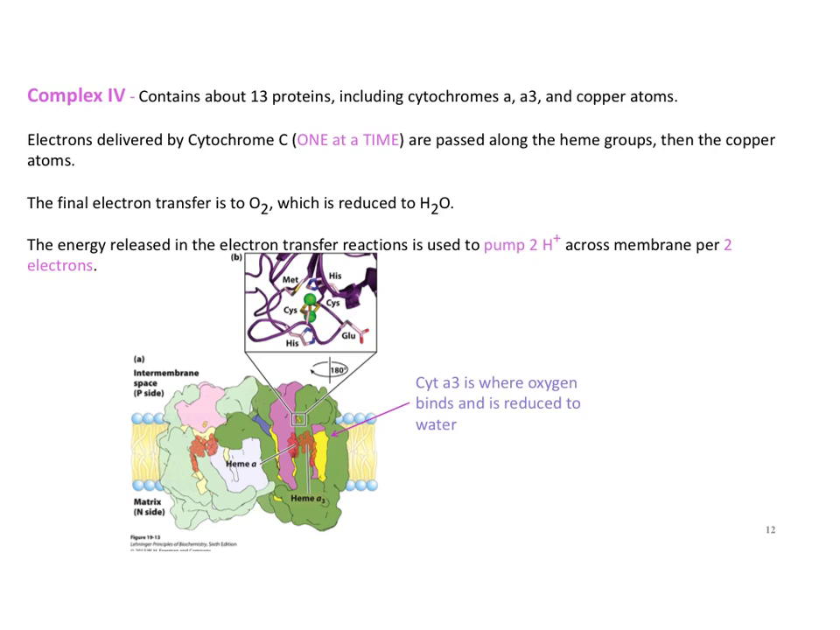Okay, so that takes us to complex 4, which is the most important of them all, in my opinion. It's humongous. They're all humongous. This one's super humongous. But electrons are delivered by cytochrome C one at a time and are passed along the heme groups and then through some coppers. The final electron transfer is to oxygen, which happens at cytochrome A3.